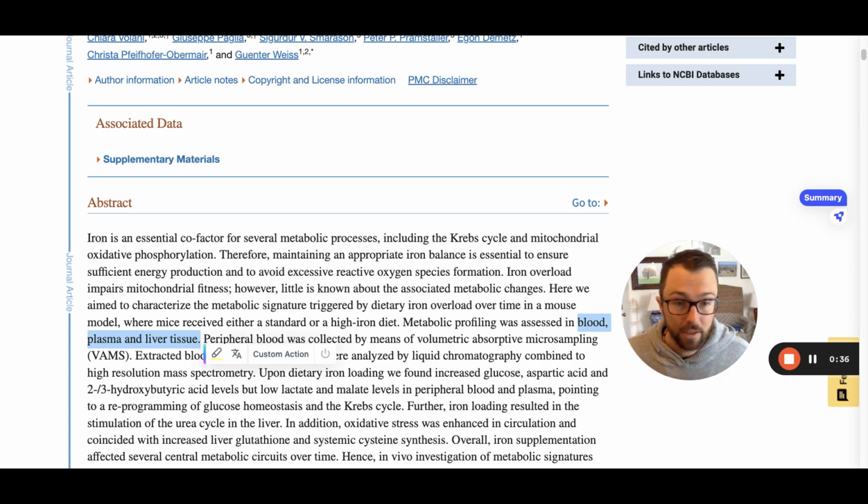Now, they were paying attention to the liver because of the liver's primary role in iron regulation. In any condition where iron is present in excess or too little, the liver is going to be the first place to feel it, because that's where iron is recycled, that's where iron is stored, that's where iron is repurposed.